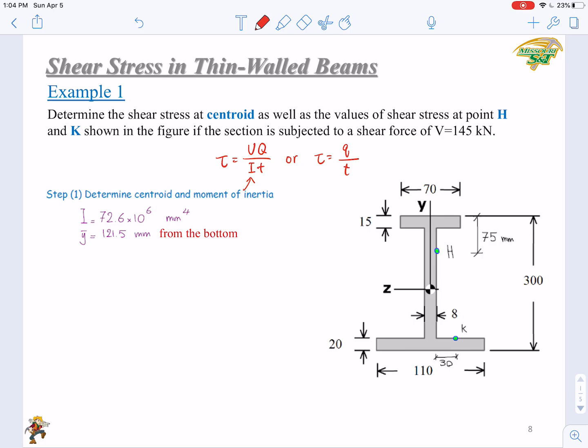So the first step will be to determine the centroid and the moment of inertia. I will skip this step and directly give you the result of calculation, since you're supposed to know how to calculate these two values. Here the I is 72.6 million millimeter to the fourth, and the Y bar is 121.5 millimeter from the bottom. This is Y bar equals 121.5. Based on this result, we can calculate the shear stresses at the three different points.